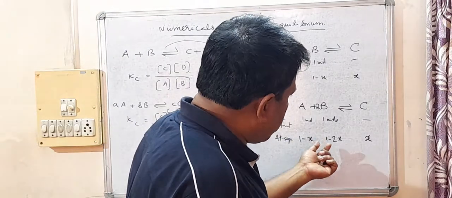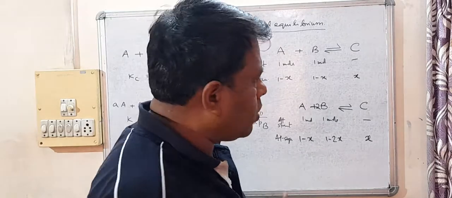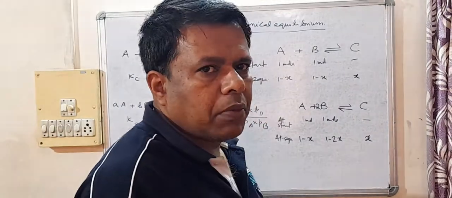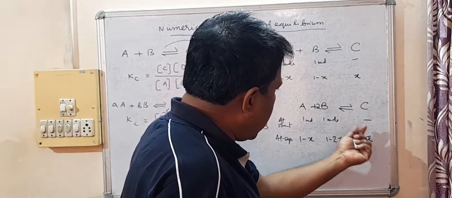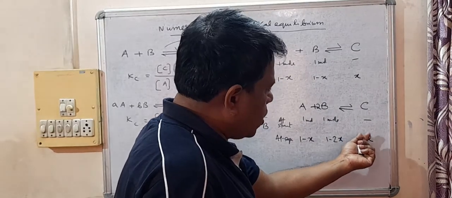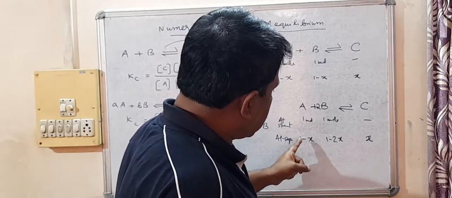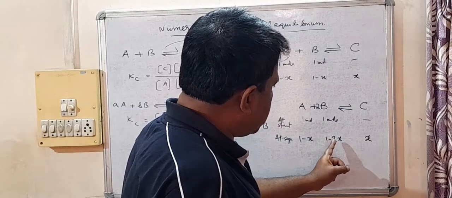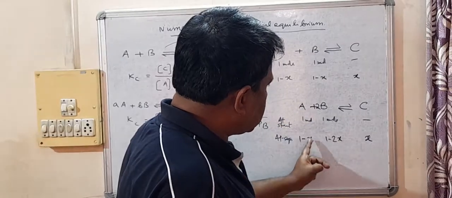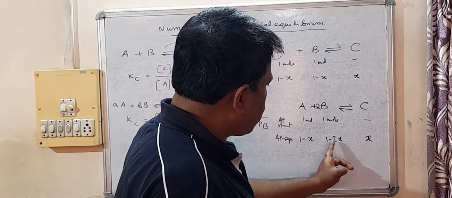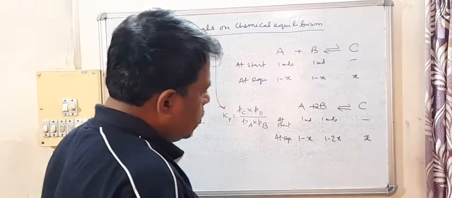This is very important to understand, because if you understand this, then you won't have any problem in solving numericals on chemical equilibrium. So when x mole of C is produced, x mole of A has reacted and 2x mole of B will be reacting, so that moles of A left will be 1 minus x, and moles of B left will be 1 minus 2x. This you need to understand.